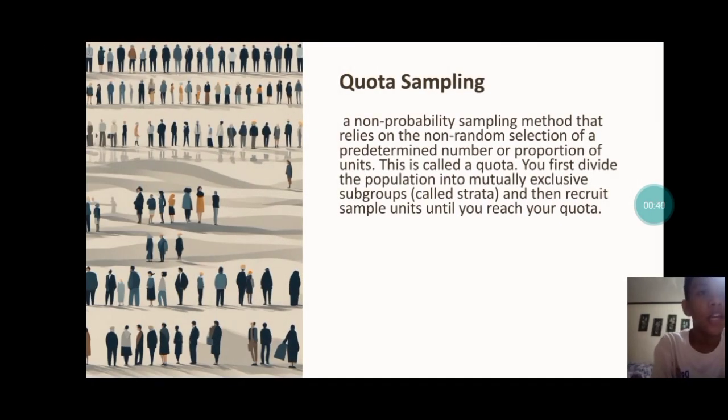Quota sampling is a non-probability sampling method that relies on the non-random selection of a predetermined number or proportion of units. This is called a quota. You first divide the population into mutually exclusive subgroups called strata, and then recruit sample units until you reach your quota. Ang quota sampling usa ka non-probability sampling nga paagi nakasalig sa di random nga pagpili sa numero or proportion sa mga bahin. Mao na ang quota sampling.